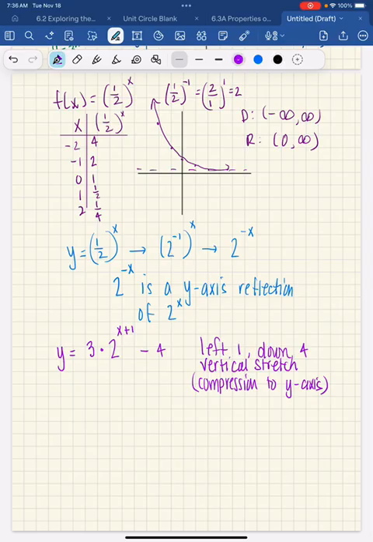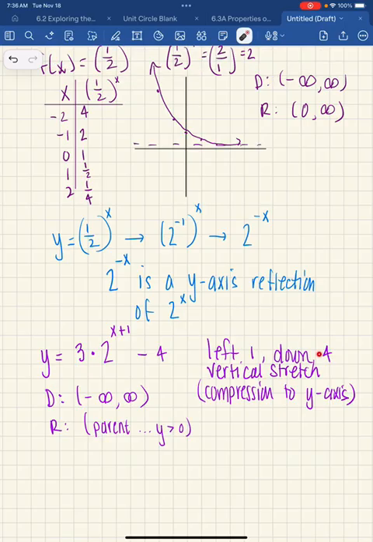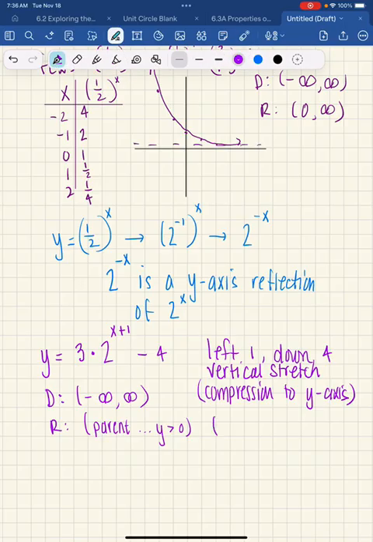Okay, so the normal domain is all real numbers. That does not change. The domain of this function is all real numbers. Okay, but the range, so the parent range is y is greater than 0. But this has been shifted down 4. So now that I have shifted it down 4, I am shifting my range down 4. So now my range is -4 to infinity, and my asymptote is at y equals -4.